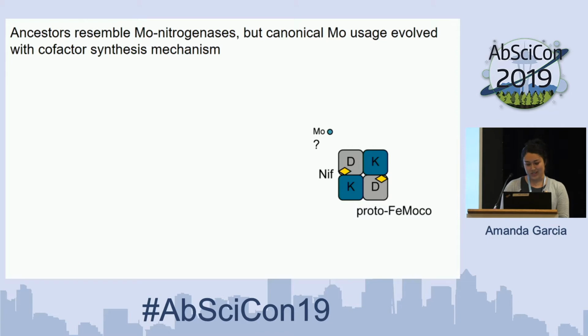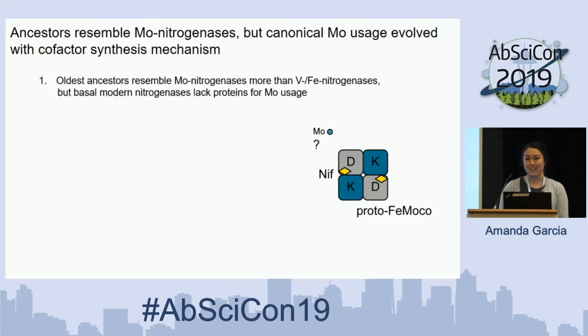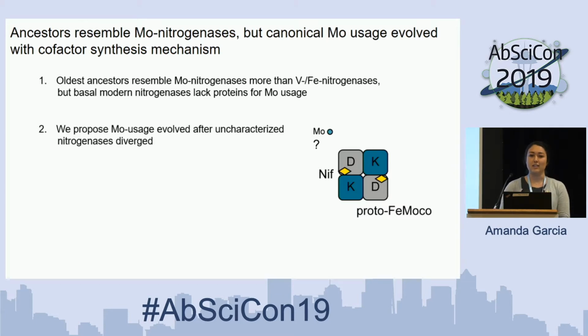All right, so in conclusion, it seems like our ancestors, at least just looking at the sequences, seem to resemble molybdenum nitrogenases, but our phylogenetic analyses suggest that canonical molybdenum usage evolved with the cofactor synthesis mechanism NIFE and NIFN, and probably not until after the divergence of these uncharacterized clades.